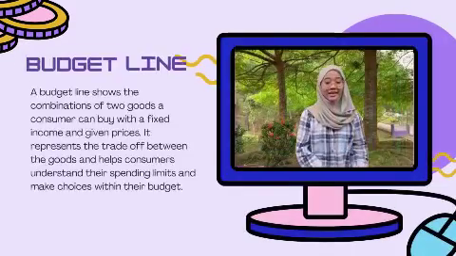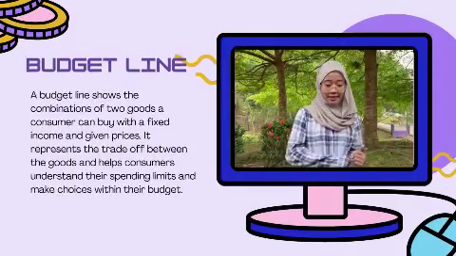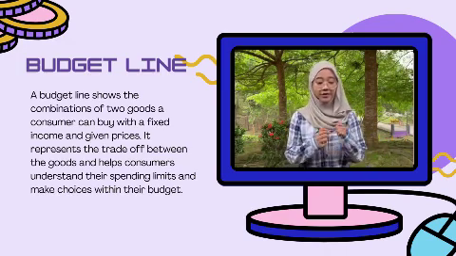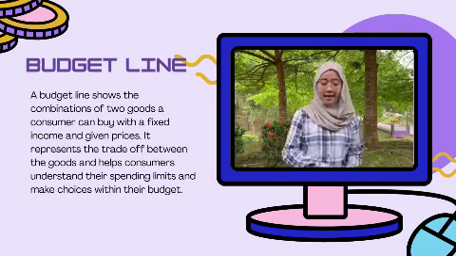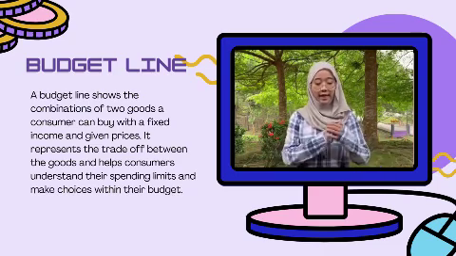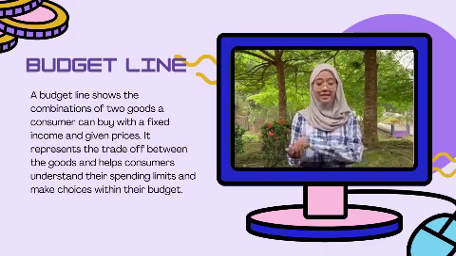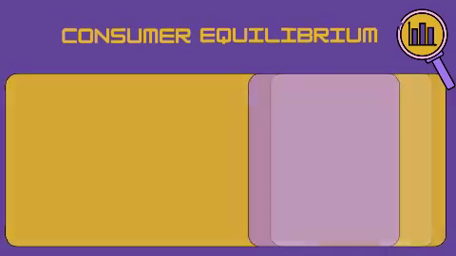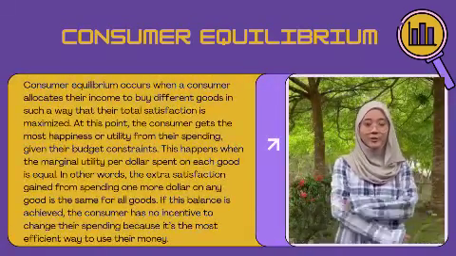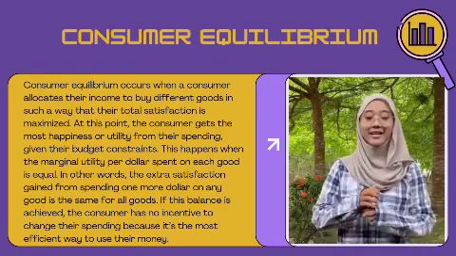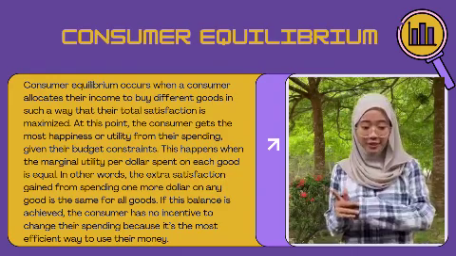Next, budget line. A budget line shows the combination of two goods a consumer can buy with a fixed income and given prices. It represents the trade-off between the goods and helps consumers understand their spending limits and make choices within their budget.